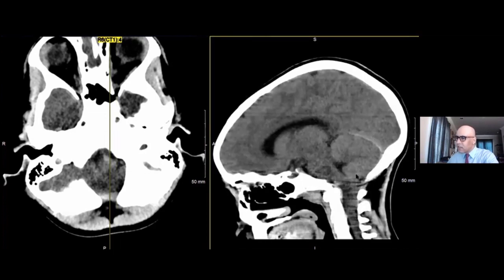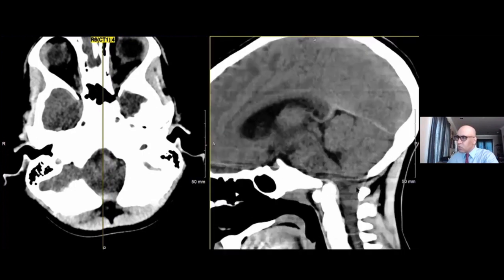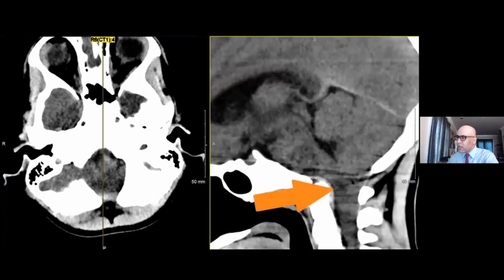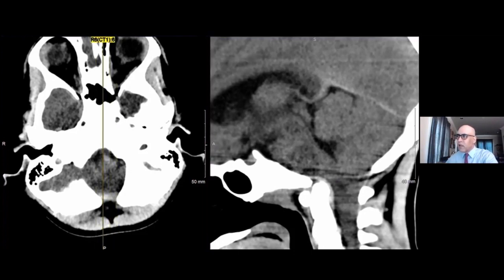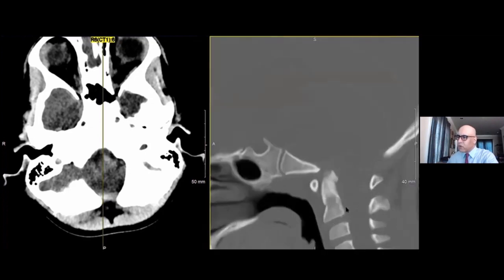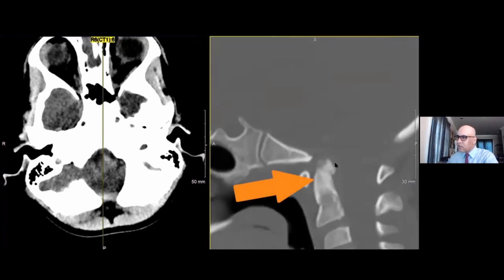And on this image here, if we look closely, we actually can't really delineate where the cerebellar tonsils end. And it's very, very tight at the level of the foramen magnum. There's a paucity of cerebrospinal fluid. And if we look at the bone algorithm data, we can see there's somewhat of a retroflexed odontoid process. A retroflexed odontoid process is commonly associated with a Chiari type 1 malformation.